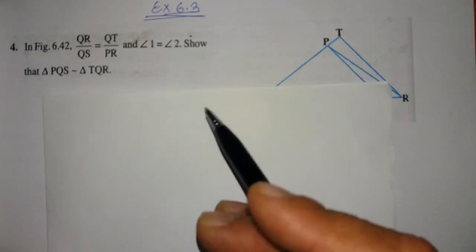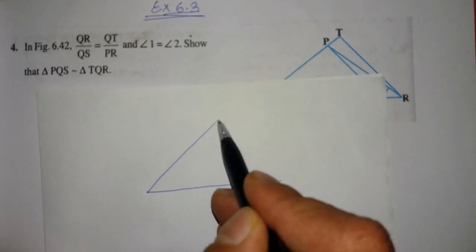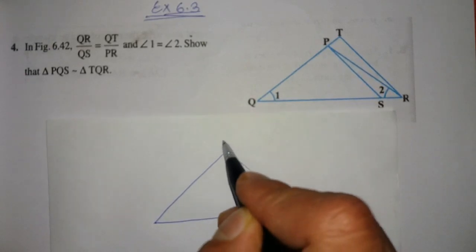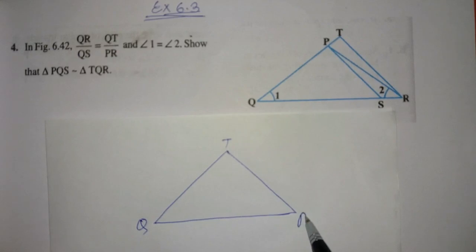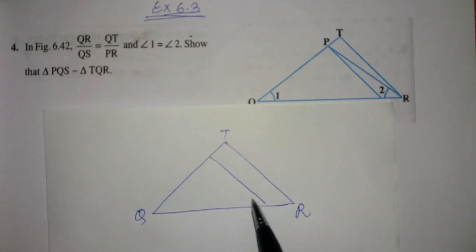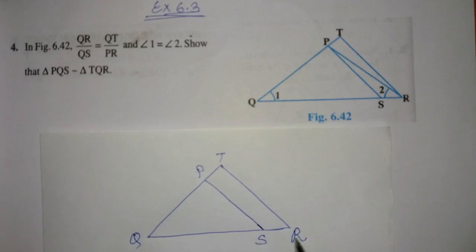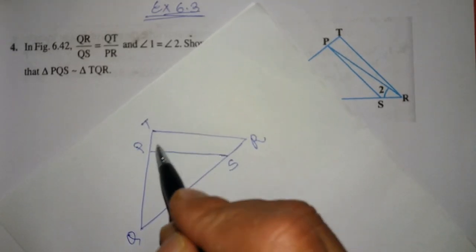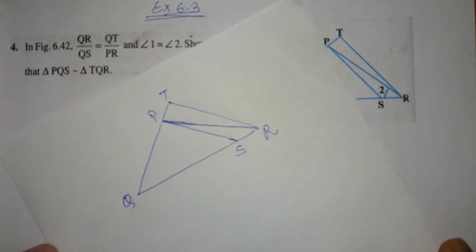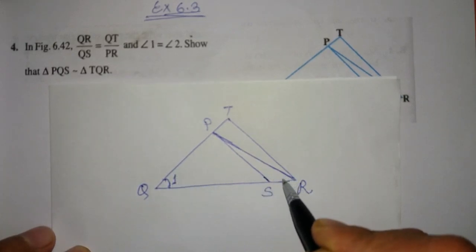Okay, let me draw the figure here. This is TQR, and then we have a line here, and this is P, and this is S, and then these two are joined. P and R are joined. And this is angle 1, and this is angle 2.